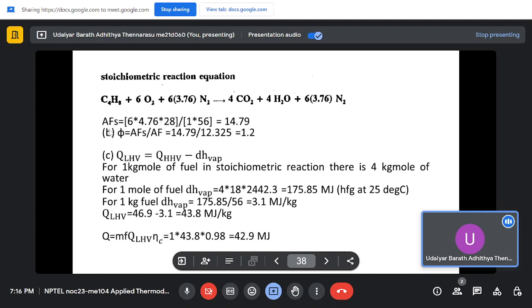So the equivalence ratio will come out to be the stoichiometric air fuel ratio divided by the actual air fuel ratio. We know stoichiometric is 14.79, actual is 12.325. So the equivalence ratio is 1.2. So we know this is a rich mixture, a fuel rich mixture. So we have calculated that.